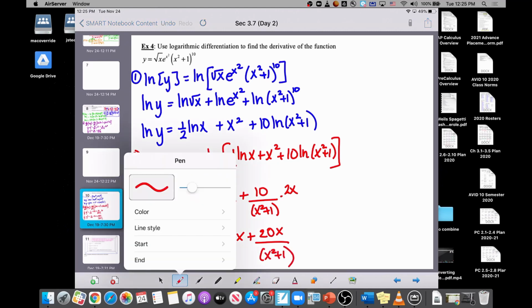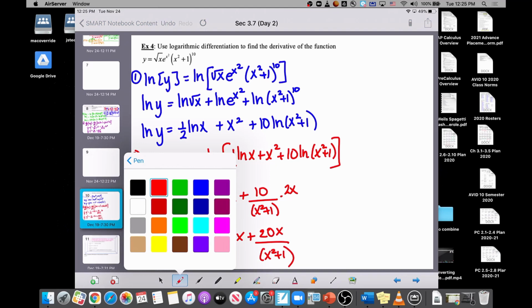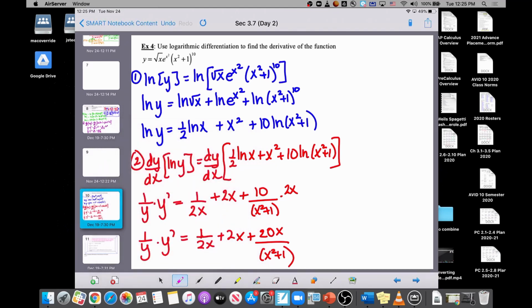And then our step 3 is where we multiply both sides of the equation by our y, right? So our step 3 here, our y prime is going to be equal to our 1 over 2x plus our 2x plus our 20x divided by x squared plus 1, all of that times y.